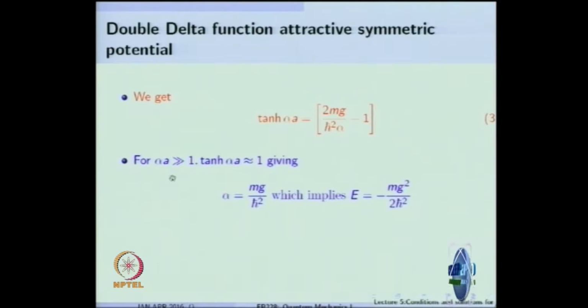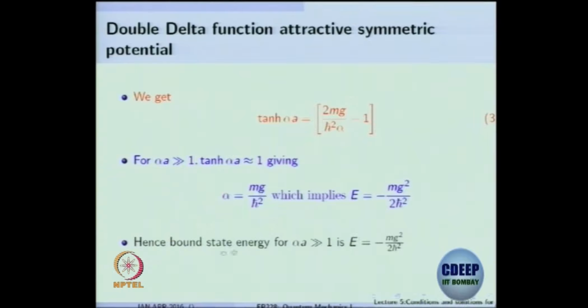So, at least for alpha A, alpha times A, A being the point where you have this delta potential, the Dirac delta function: if alpha A is very much larger than 1, you do have an energy solution and you can get that energy value analytically. But that is only when alpha A is very much larger than 1. So, we say that there is a ground state energy for alpha A very much greater than 1, and the ground state energy is minus m g squared by 2 h cross squared.